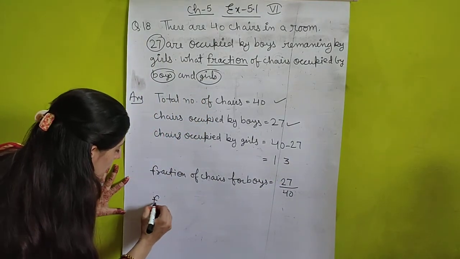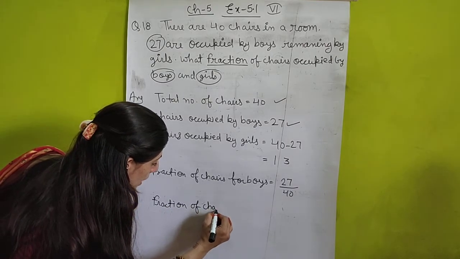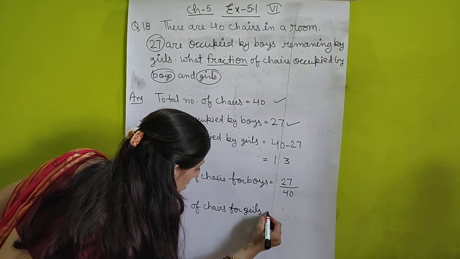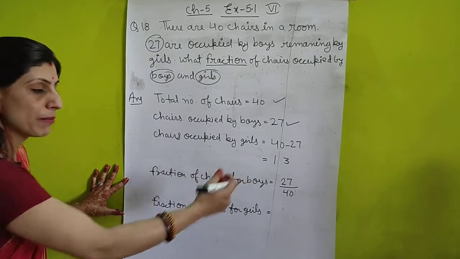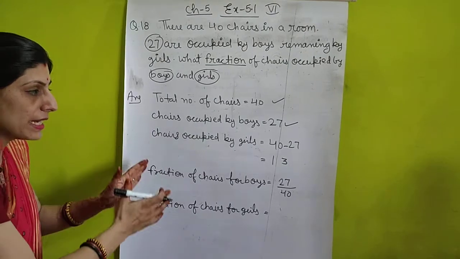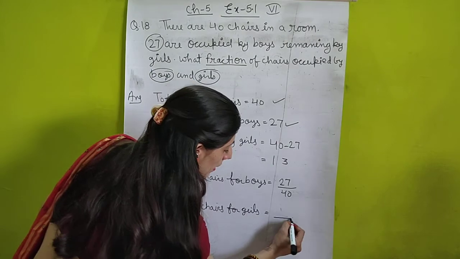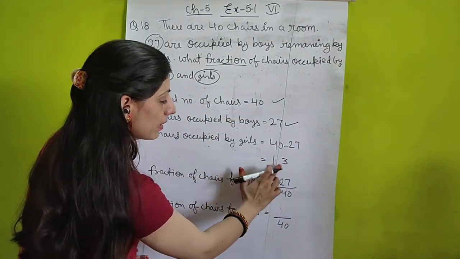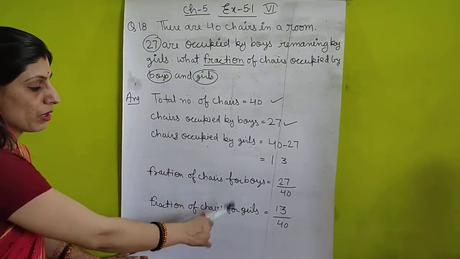Similarly, fraction of chairs for girls. You can write fraction of chairs occupied by girls, fraction of chairs occupied by boys. This also you can write because the statements depend on the person. It can vary, it can change. Now fraction of chairs for girls. Downside total number of chairs same, 40, but chairs occupied by girls are 13. So this will be your fraction for the boys and for the girls.